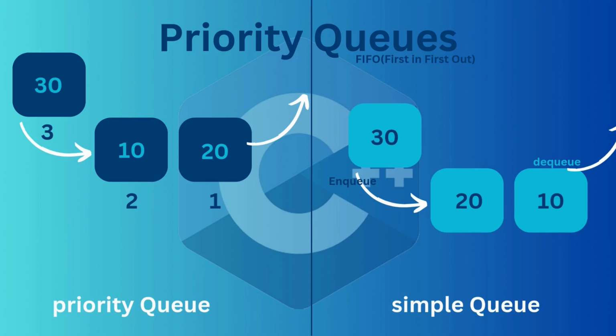But in a priority queue we assign some priority. For example, we add extra values: here in the priority queue there are 13, 10, 20, with the values 1, 2, 3. So 1 will be the first priority, 2 the second priority, and 3 the third priority. Based on that they will be sorted and then removed. So 13 has the first priority, so it will be removed first, and then 10, and then 20.